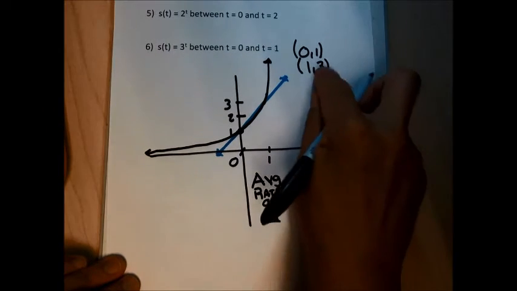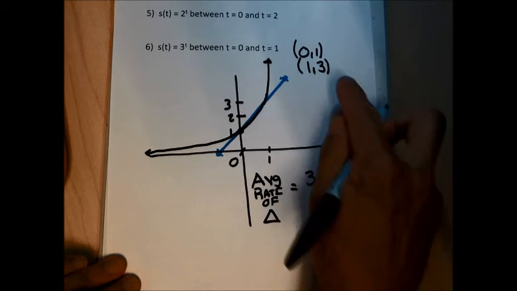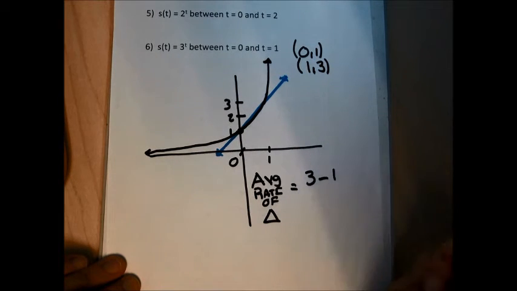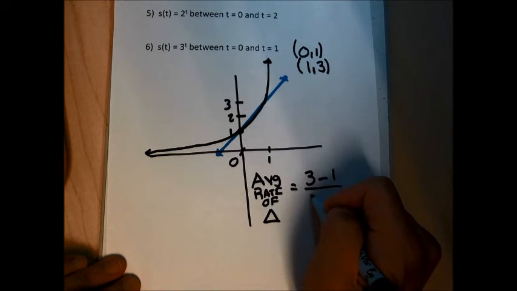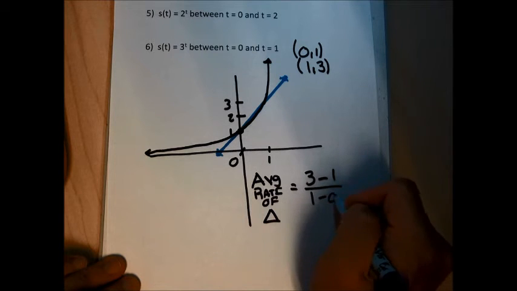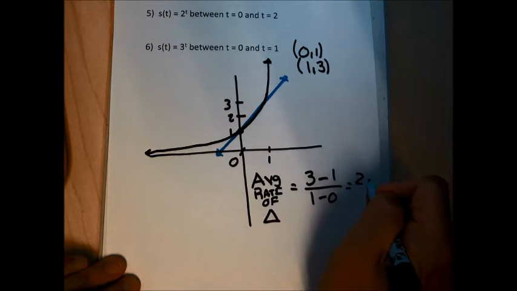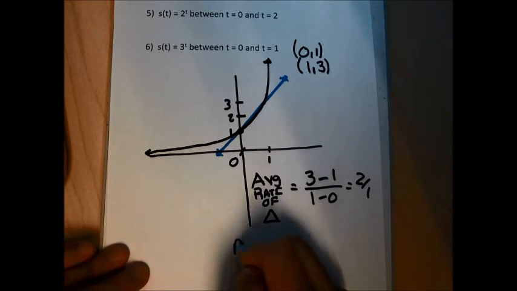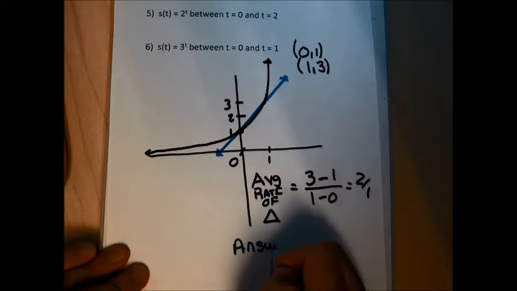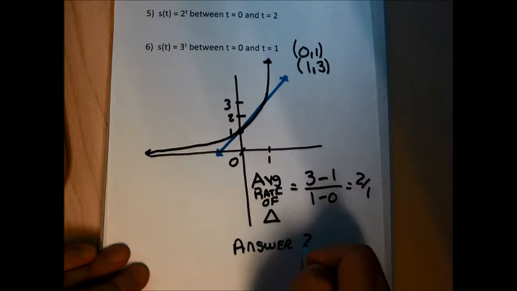It's going to be y2, my y2 is 3, minus y1, my y1 is 1, over x2, which is 1, minus x1, which is 0. This is 2 over 1, so my answer is going to be the average rate of change is 2.